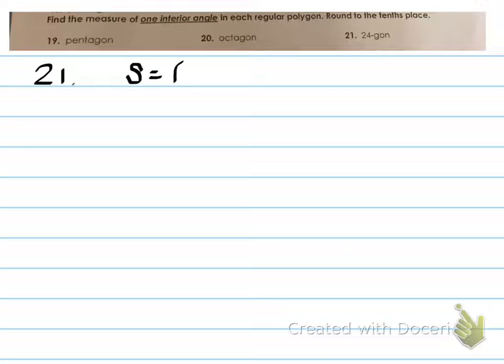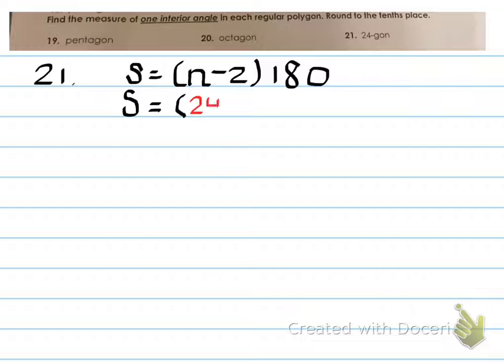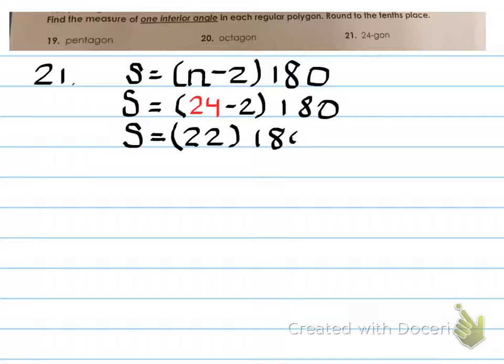All right, so now we're going to look at 21. Same process again. Always start with the formula. Notice that I continue to start with the same formula over and over and over. S equals n minus 2 times 180. Don't shortcut. Don't start with the 24 minus 2 already. Part of you retraining your brain so that you understand which formulas to use and when is continuing to write the formula over and over and over.